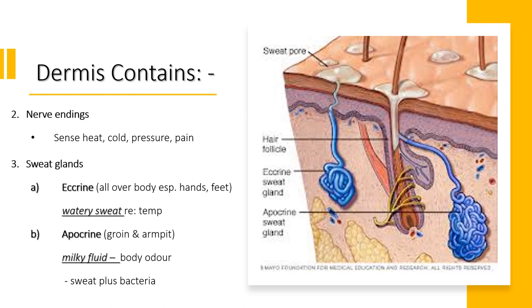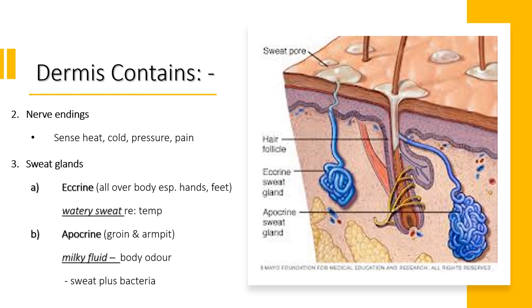Whereas apocrine glands are only available in the groin and in the armpit, and these produce a milky fluid which produces body odour. If it's allowed to stay on the skin for too long, the sweat produced in these glands has bacteria growth in it, which gives off an odour. So to be honest, fresh sweat does not smell. It only smells when it's mixed with bacteria and left on the skin for too long.